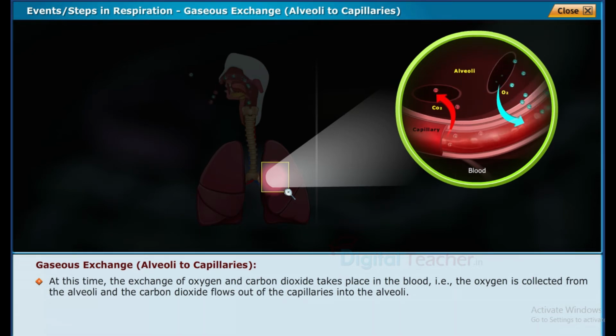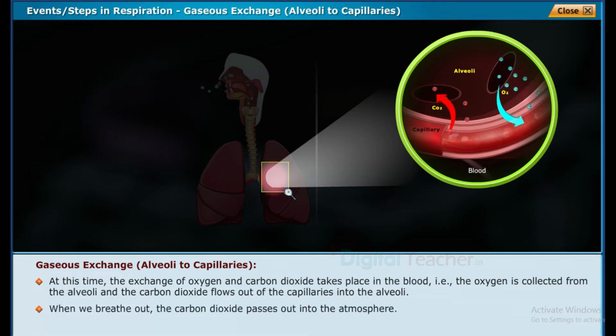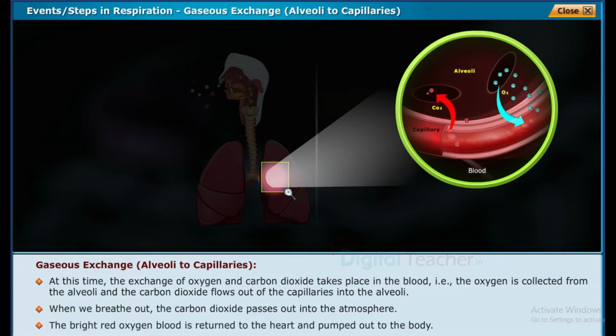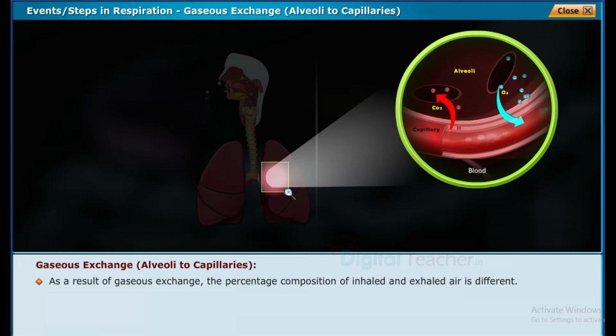That is, the oxygen is collected from the alveoli and the carbon dioxide flows out of the capillaries into the alveoli. When we breathe out, the carbon dioxide passes out into the atmosphere. The bright red oxygenated blood is returned to the heart and pumped out to the body. As a result of gaseous exchange, the percentage composition of inhaled and exhaled air is different.